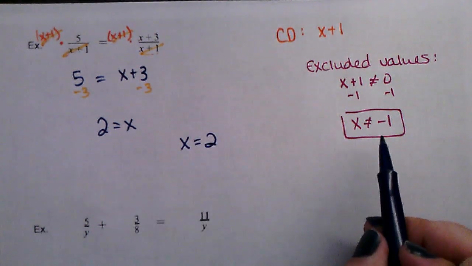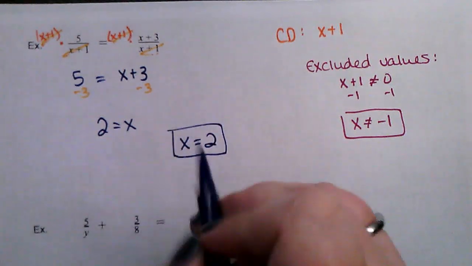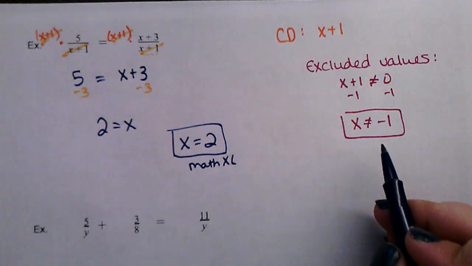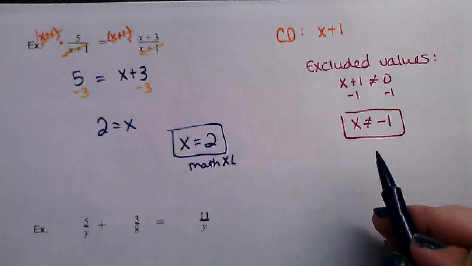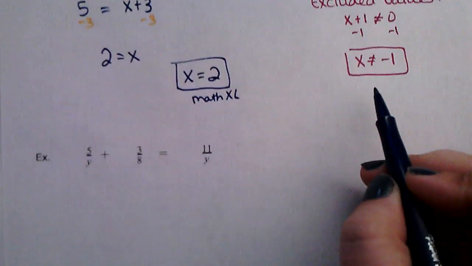Now double check, is that my excluded value? Is that what my answer cannot be? No. So this is the answer you would put in Math Excel. This is just telling you what the answer could not be. Okay, so this is the answer. That is not the answer.